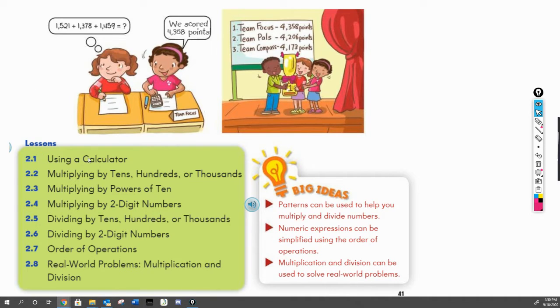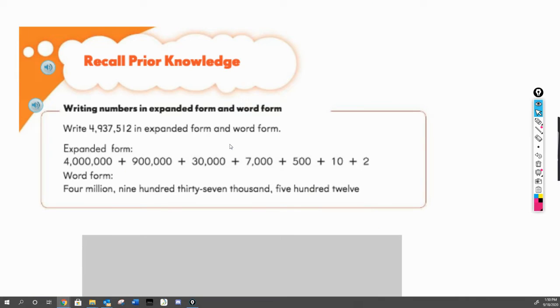Our lessons in this unit include using a calculator, multiplying by tens, hundreds, or thousands, multiplying by powers of 10, and you can pause and read all those by yourself. Beautiful. Let's continue. What we really focus on in these introduction lessons is trying to bring back stuff that you should know already from 4th or 3rd grade. And we're going to talk about two things today. We're talking about something called expanded form, and we're going to talk about word form.